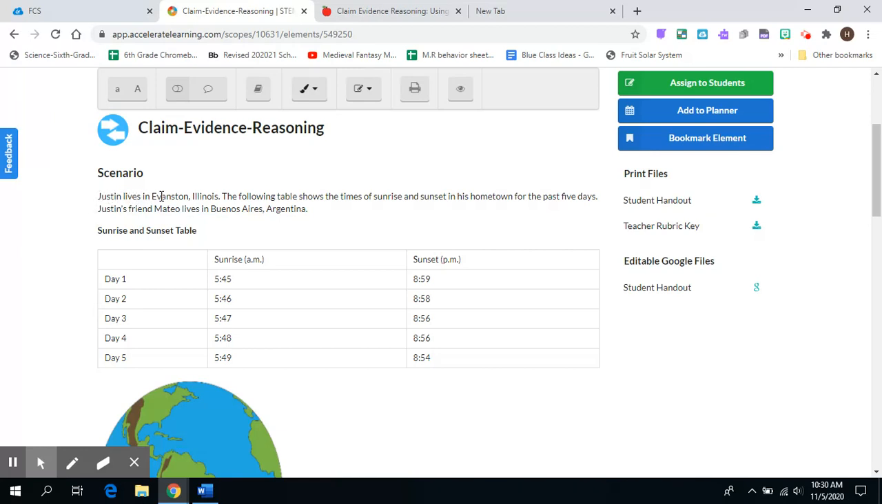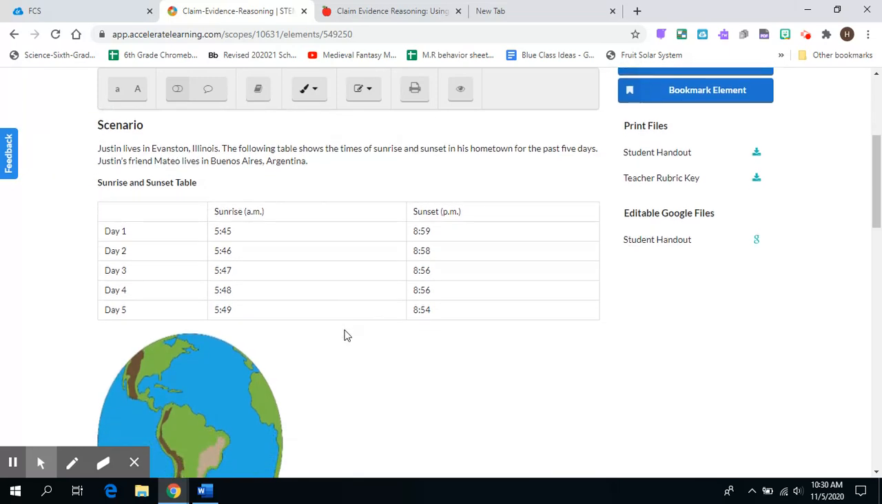So Justin lives in Evanston, Illinois. All right, so right away we should know that Justin lives in the northern hemisphere. Okay, that's an N. That's our northern hemisphere. The following table shows the times of sunrise and sunset for his hometown for the past 5 days. Okay, so this is our data. We need to be including these numbers in our evidence here. So we're going to look at it and we're going to figure it out.